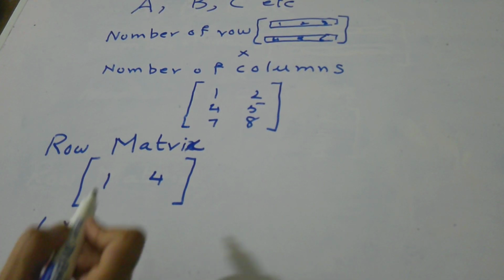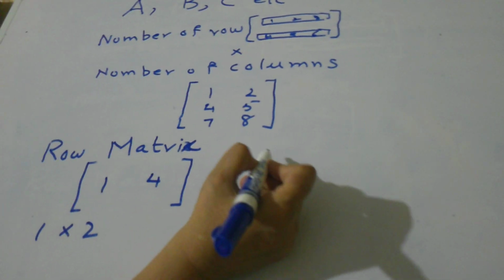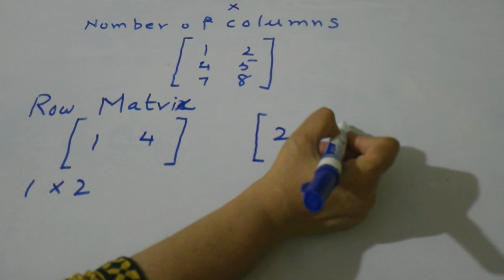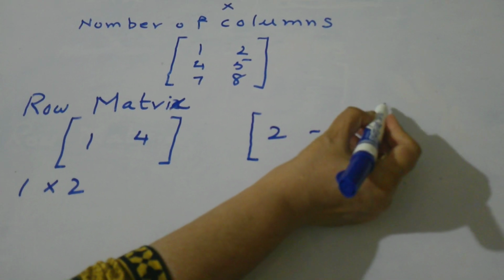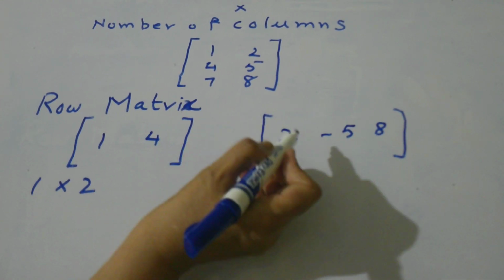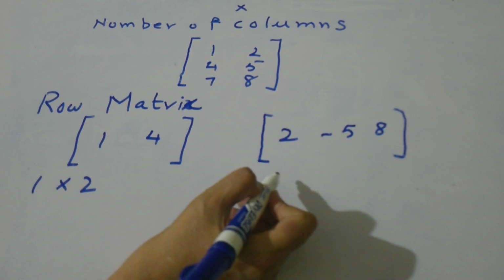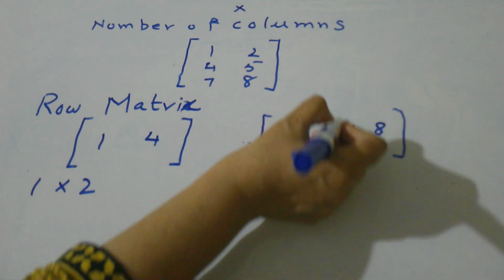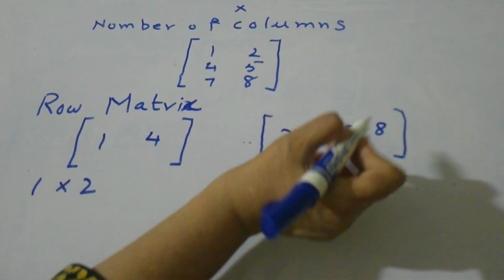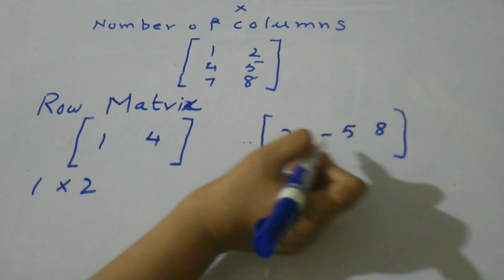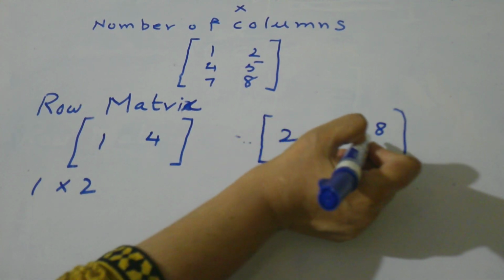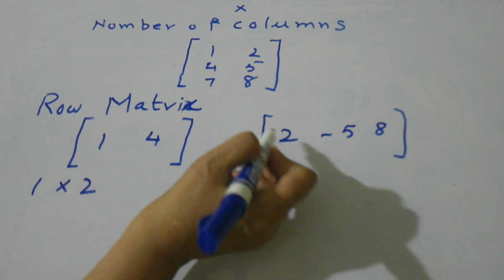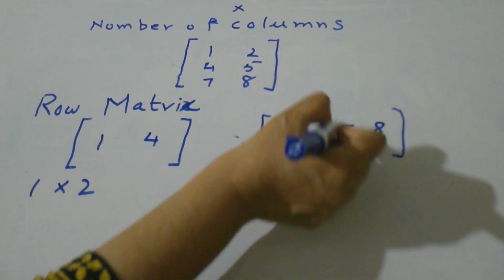And the second example is this one: 2, minus 5 and 8. It is a row matrix and its order is 1 multiplied by 3: 1 row and 3 columns. Here is only 1 row and 2 columns. Here is 1 row and 3 columns.